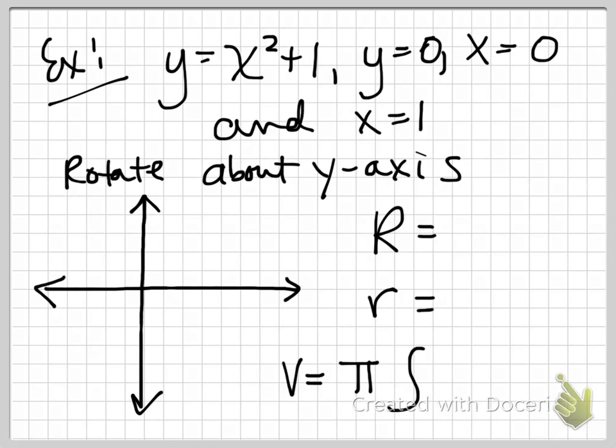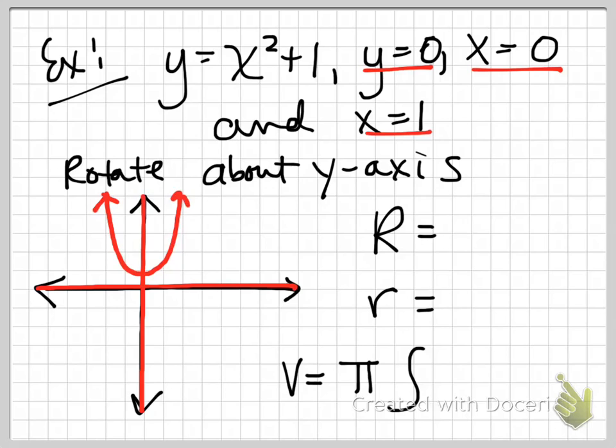Alright, one more example. This time we have y equals x squared plus 1, y equals 0, x equals 0, and x equals 1. These things all make up our area boundary. So y equals x squared plus 1 is my curve. Y equals 0 is the x-axis. X equals 0 is the y-axis. And then x equals 1 is going to be the fourth side to this. So we're going to be dealing with the area inside there. This time though we're rotating around the y-axis.